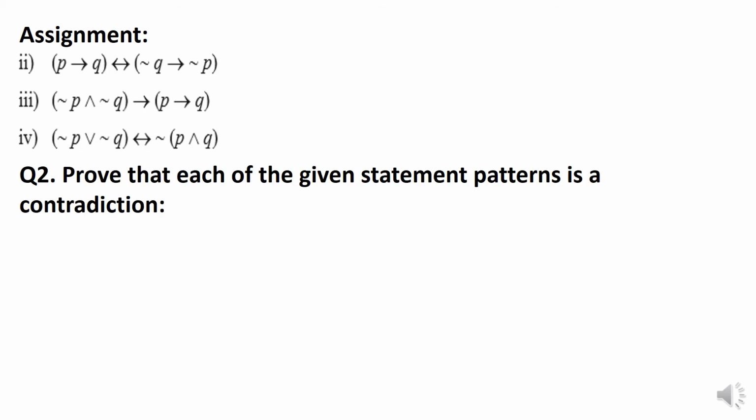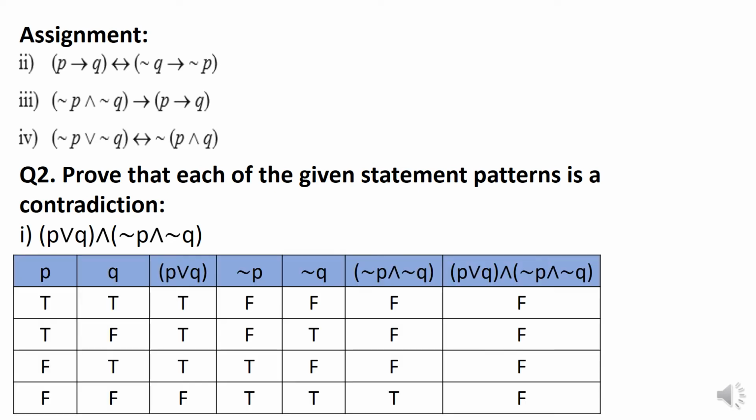The second type of question: prove that each of the given statement patterns is a contradiction. The first question, P or Q and not P and not Q. We want to prove that it is a contradiction. That means in the final column of our truth table, we must get all values false. The truth table looks like this.